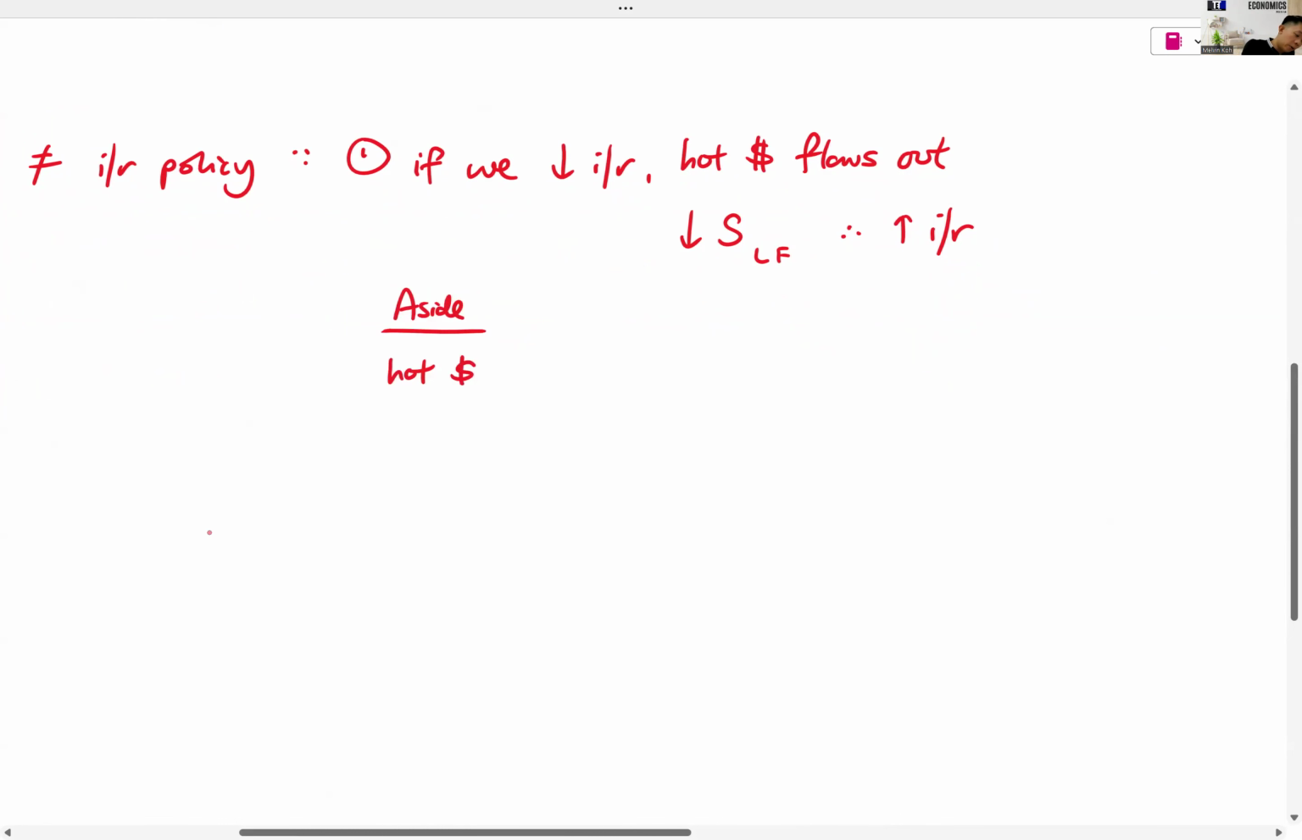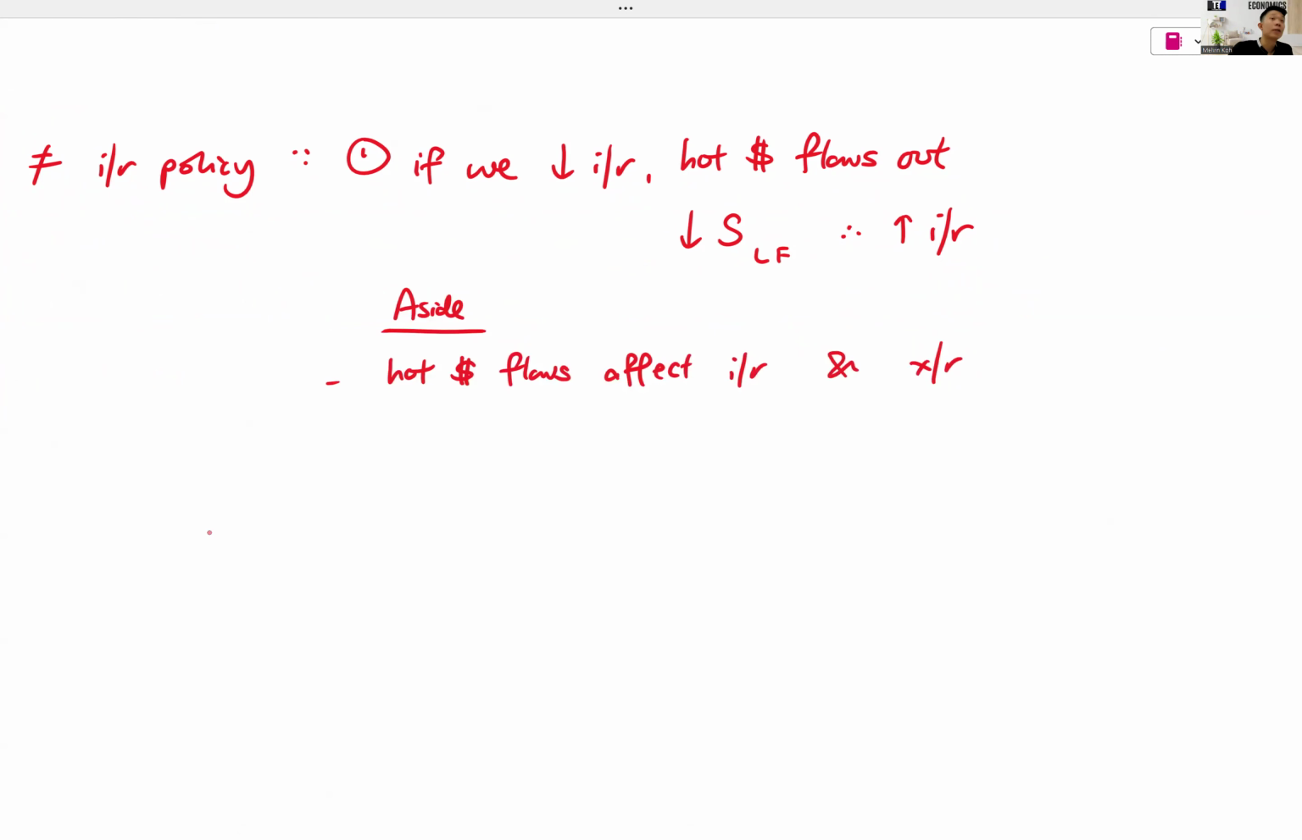Hot money flows affect interest rate and exchange rate? Without question, yes, it does. How do you work this out?